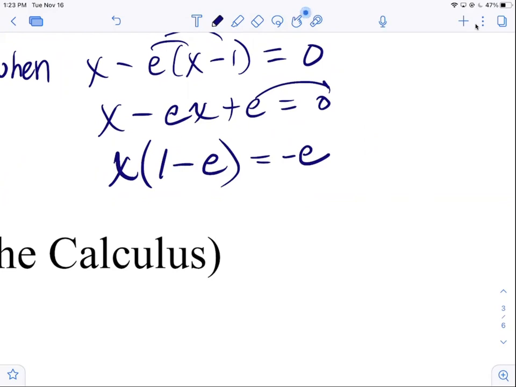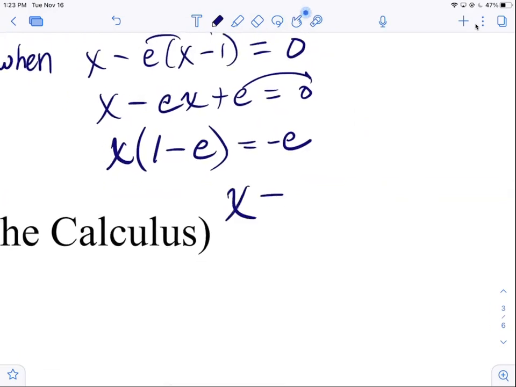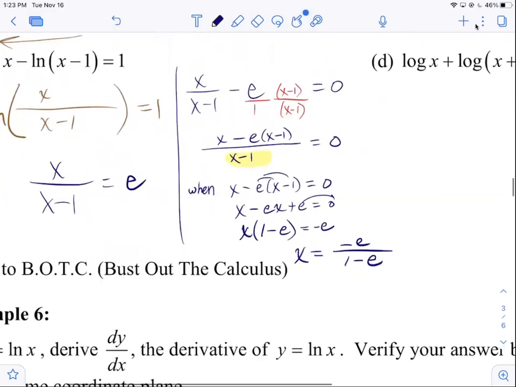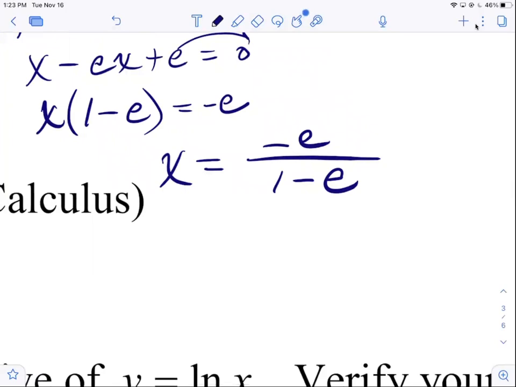We're almost there. All we got to do is undo multiplying by the quantity 1 minus E. And we get x equals negative E over 1 minus E. And that should work. We'll test it out here in a second. But let's say this is a multiple choice question. Is that an answer choice? No, it's not. It probably will not. I mean, if I were making the test, I would not put that as an answer choice. I will make the test.